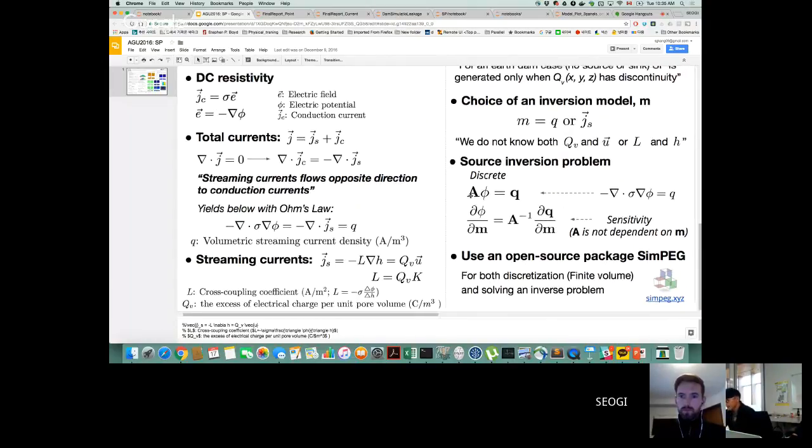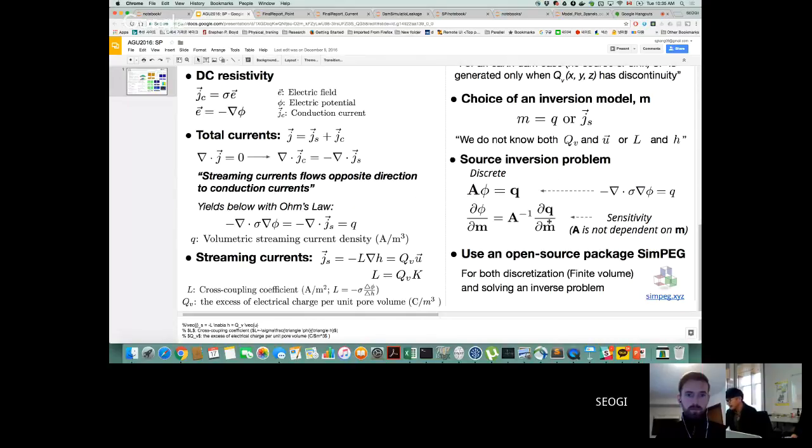So that's the equation: A phi is equal to Q. And then if you take the derivative, A is not dependent upon M, so we don't have that additional term, but we're getting this. Depending upon your choice of the model, this will be different. Okay, so we use SimPEG.